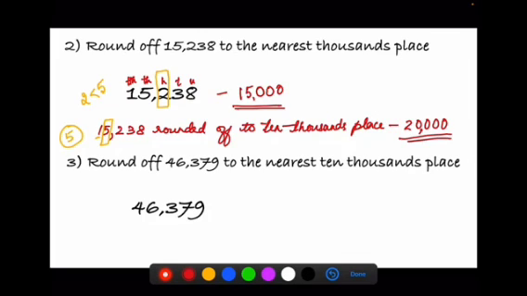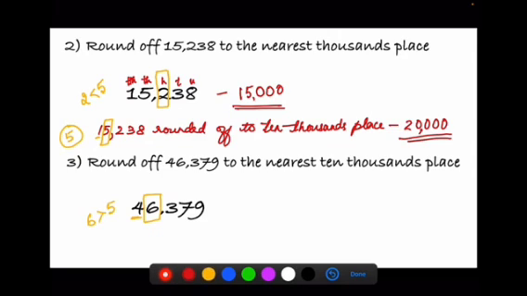Next, a similar type of problem. Round off 46,379 to the nearest 10,000s place. Now here it is the 10,000s place that we need to consider. That is, 4 is in the 10,000s place. Now 6 needs to be considered because it is in the thousands place. 6 is greater than 5.